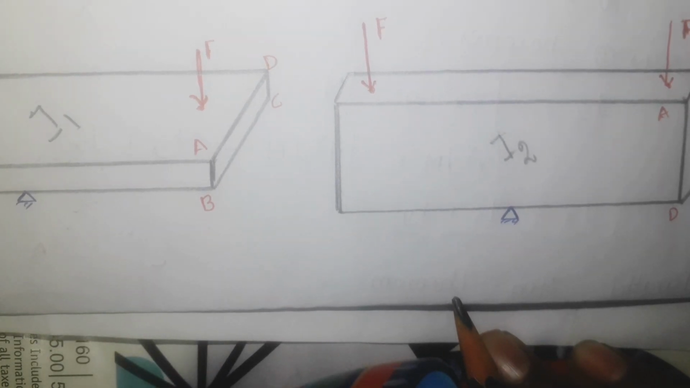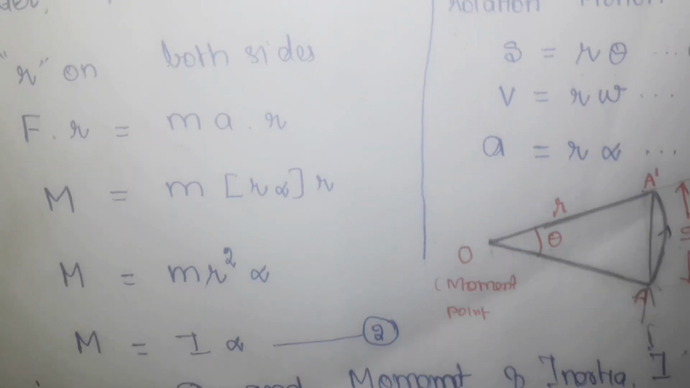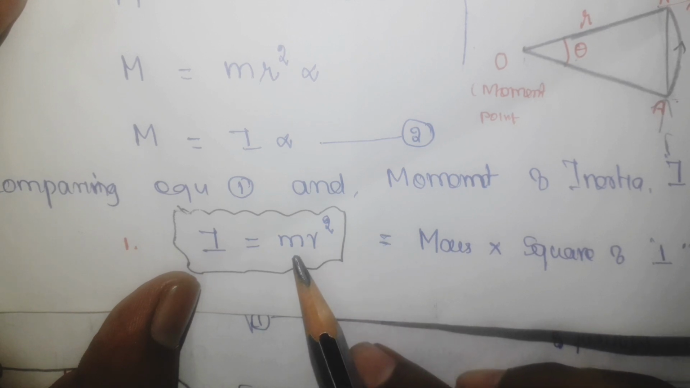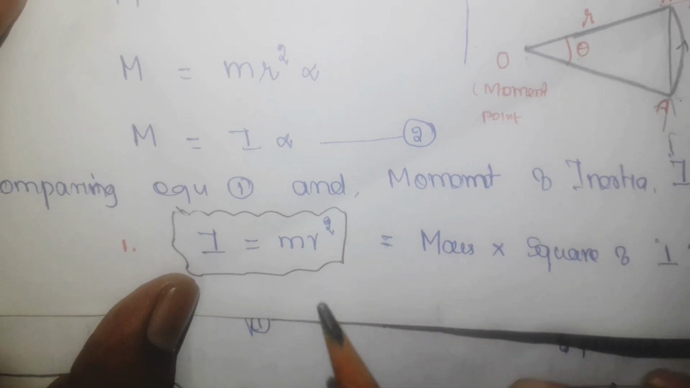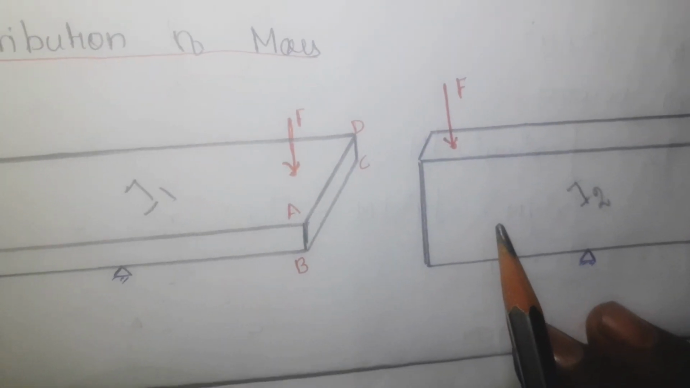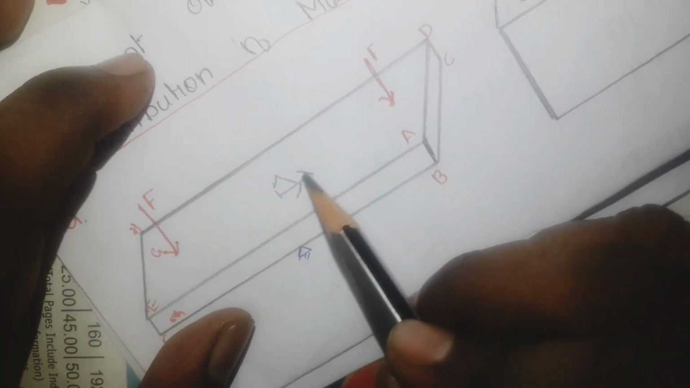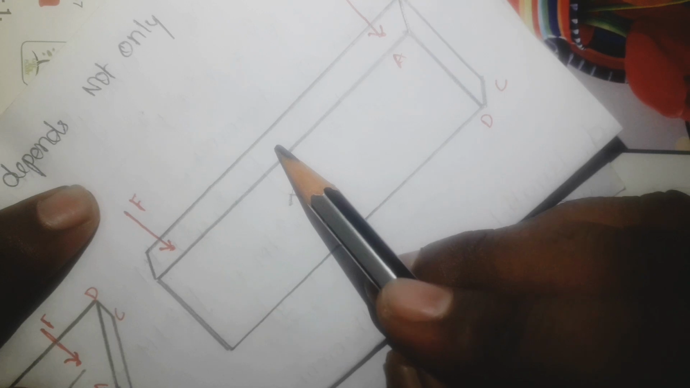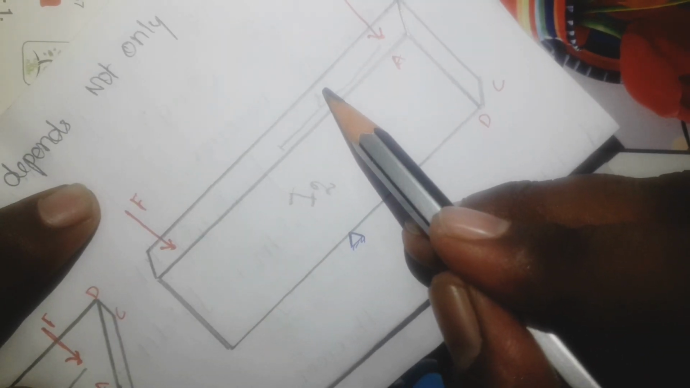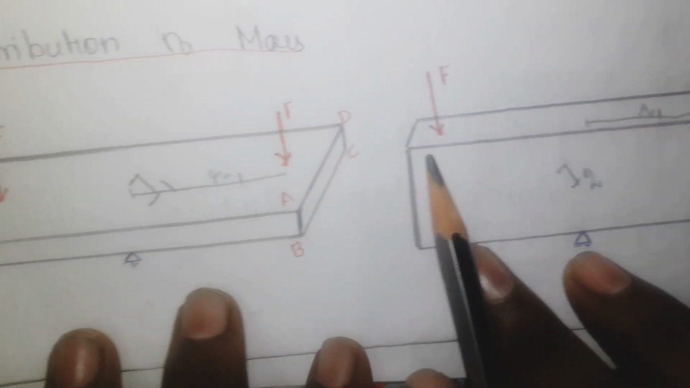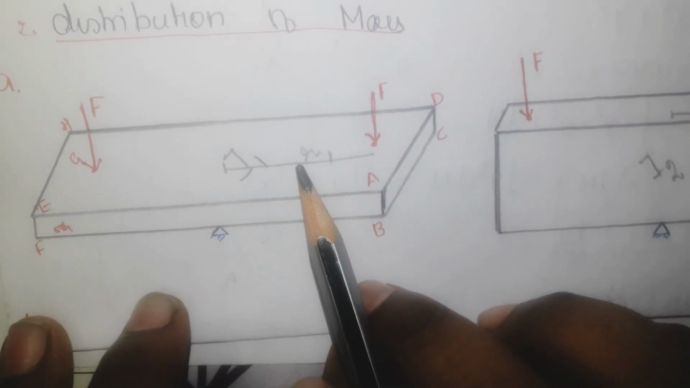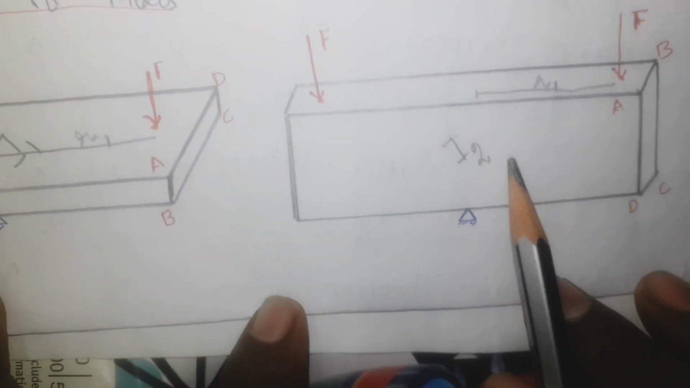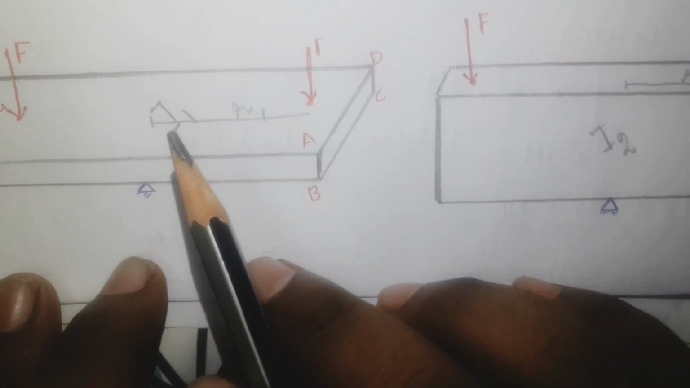See here, moment of inertia depends upon mass into r square. Now these two terms are the same in both cases. Let me take this one as r1, here also it is r1. Now everything is the same, you know that the mass here is m, here also m, and r1 is the same in both, but the moment of inertia is different. Here it is I1, here it is I2.